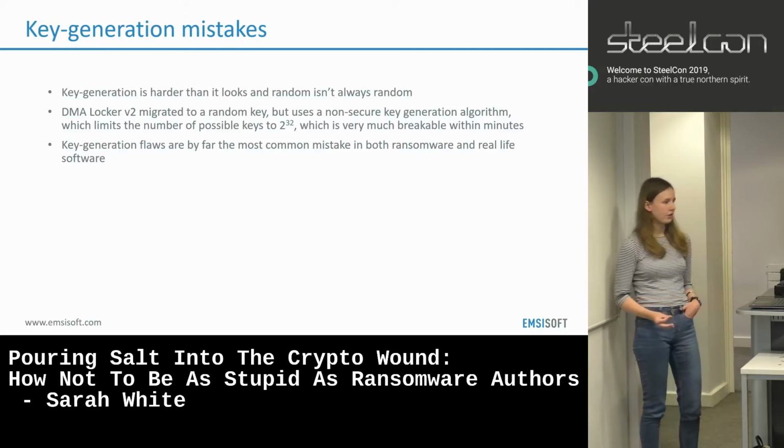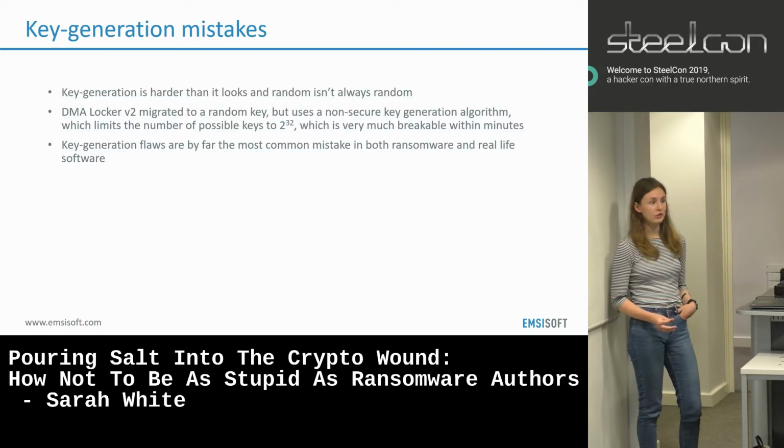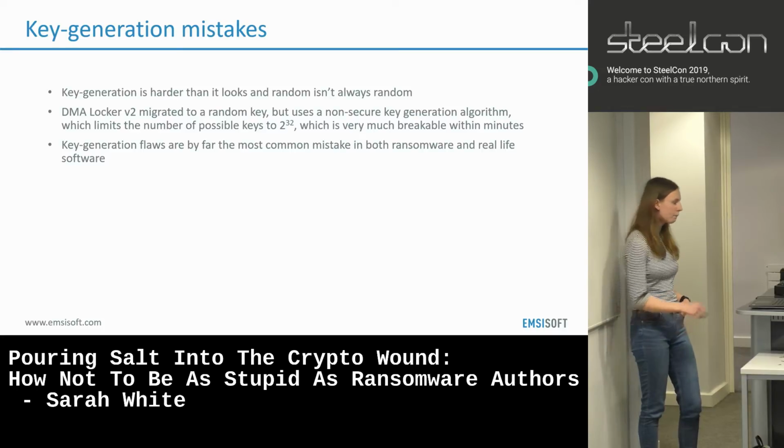So the bottom line is that key generation is not as easy as it looks. For example, random, you would think, would be random, but it isn't always. The authors thought that they migrated to a random key, but as I mentioned before, they actually didn't. Instead of ending up with 2 to the power of 256 different possible keys, they only end up with 2 to the power of 32 different possible keys. And this is brute forceable within half an hour on most modern systems. So relatively easy for users to get their files back.